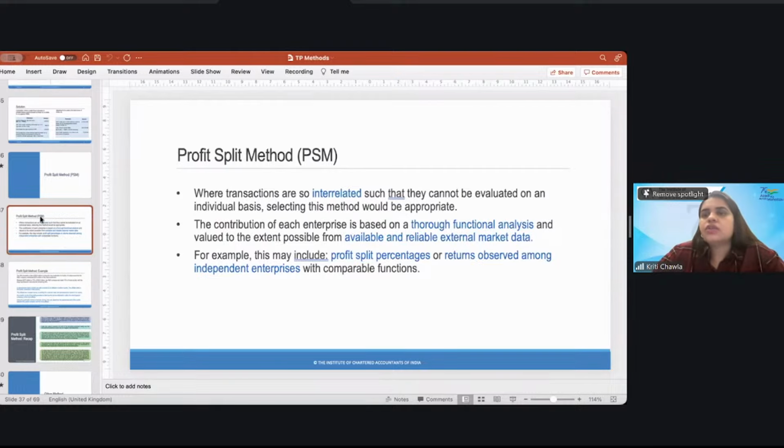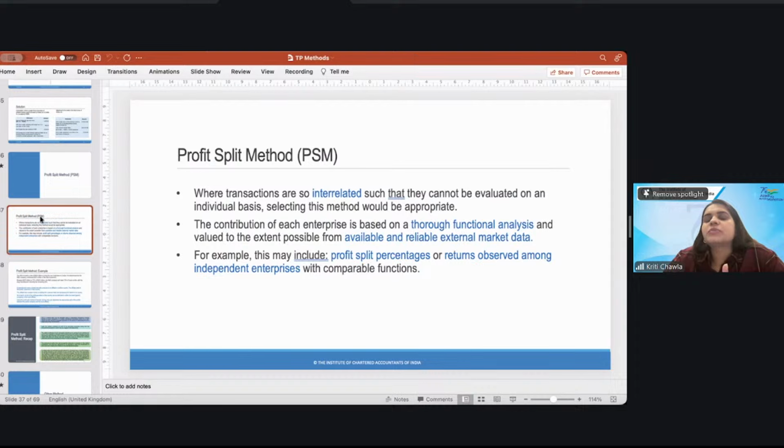Okay, so this is going to be the next method, which is the fifth method from the perspective of the OECD and the Indian transfer pricing regulations. And this particular method is the profit split method. Now, this is a method which is used in case of unique intangibles. Whenever you see a transaction which involves unique intangibles, that is where the profit split method comes into existence.